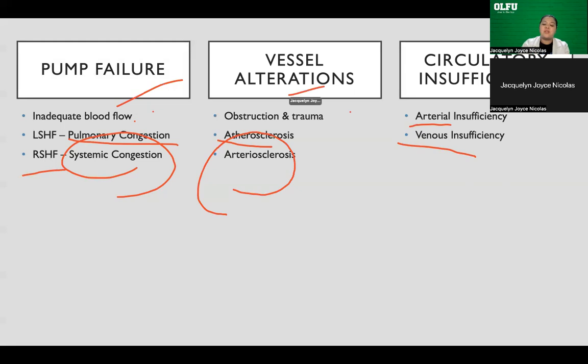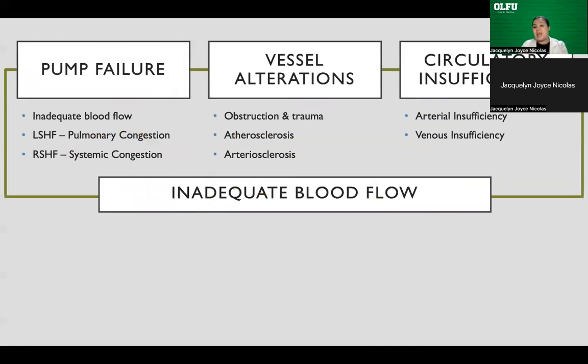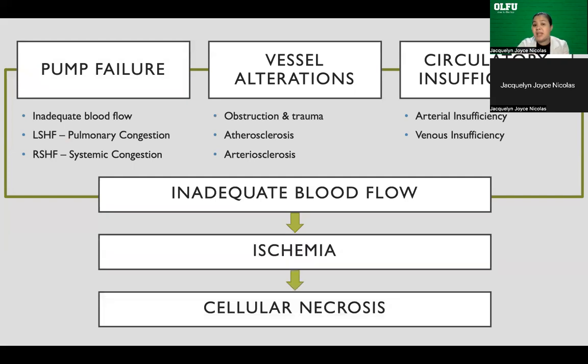Now, all of these three conditions can actually lead to inadequate blood flow. Now, what do we mean by inadequate blood flow? Siyempre nga, di ba, hindi nagpo-flow ng maigi yung blood. So, ibig sabihin, may mga parts ng katawan na hindi nabibigyan ng chance na makatanggap ng oxygenated blood at makapaglabas ng kanilang waste products, no? So, inadequate blood flow can actually lead to ischemia. Ischemia is a state of low oxygen level.